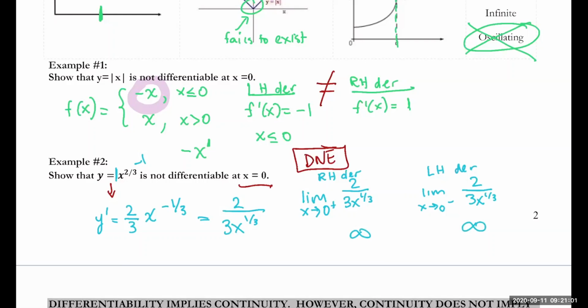If I plug a number to the right of 0, like 0.1, into the fraction for the right-hand derivative, then I get a positive value. So we're going to positive infinity. If I plug a number to the left of 0, like -0.1, and take the cube root of a negative number, I'm going to end up with a negative number. So negative infinity coming from the left.